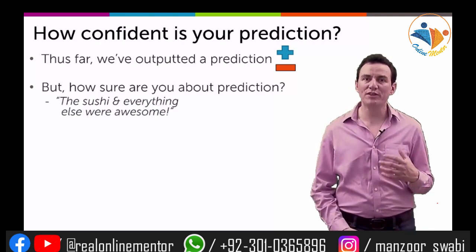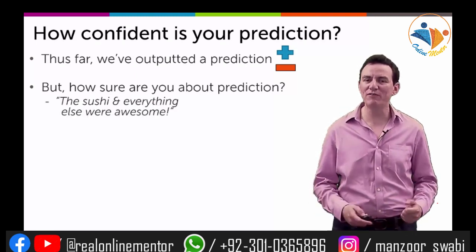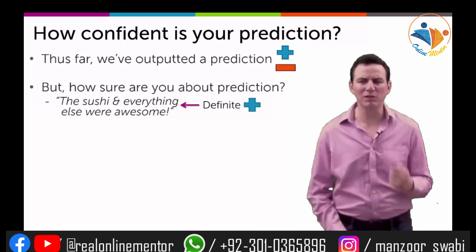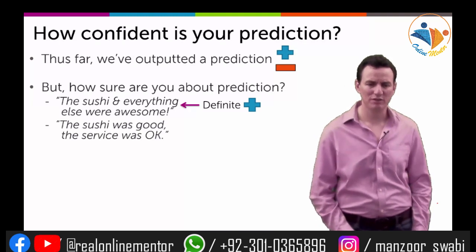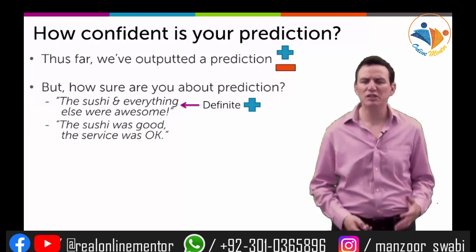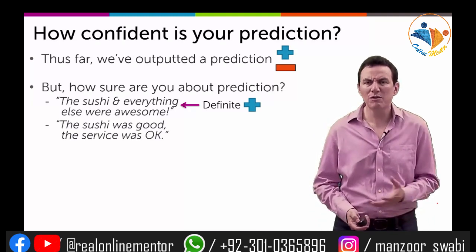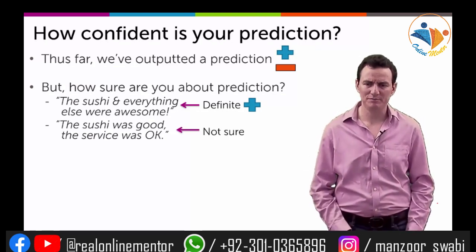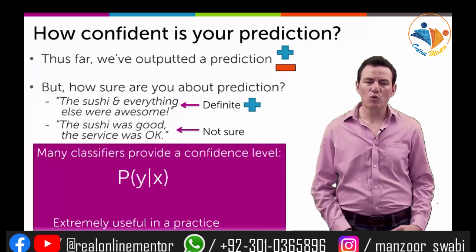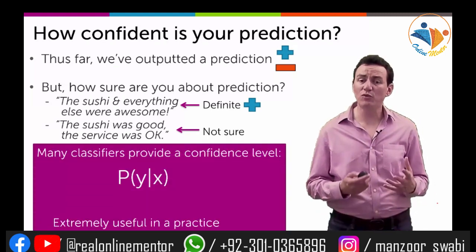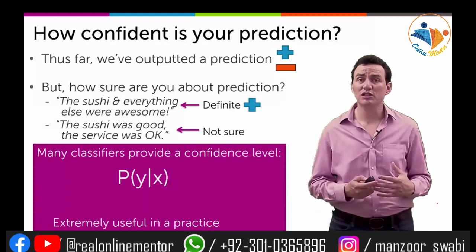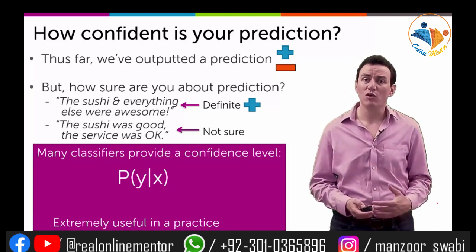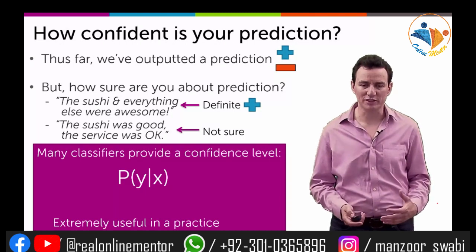So for example, if you take a sentence like, the sushi and everything else were awesome, that's a definite plus, definitely positive. However, the sushi was good, the service was okay. It's probably a plus, but I'm not so sure, it's not as definite. And so what a classifier will often do is not just output positive or negative, but output how confident or how sure it is. One way to do that is to talk about probabilities.